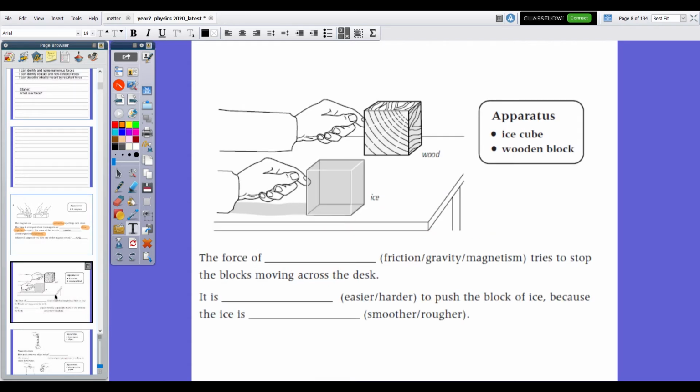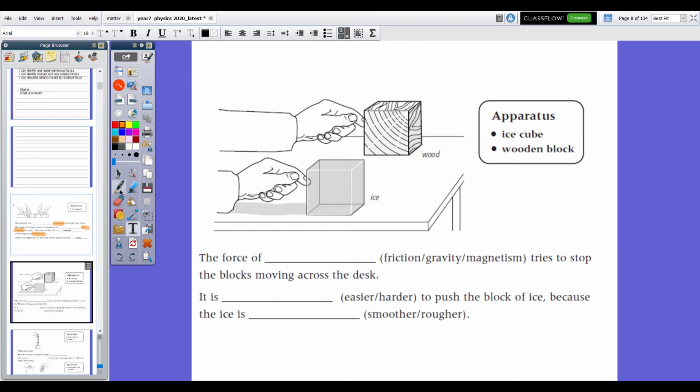Let's move on to the next carousel. In this carousel, you would have got two blocks: one a block of wood and one a block of ice. And when you try to push them along the desk, you find one of them goes easier. If you've got a bit of ice and you want to try this at home, go ahead and do it. Pause the video.